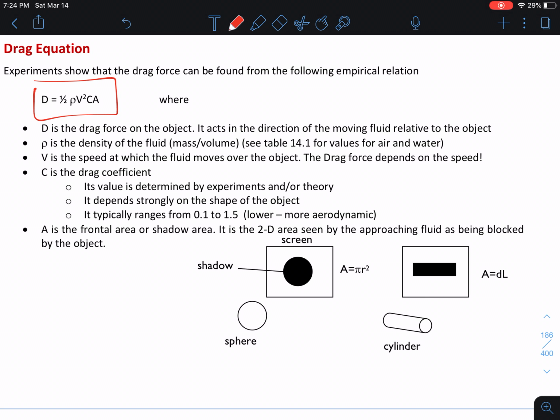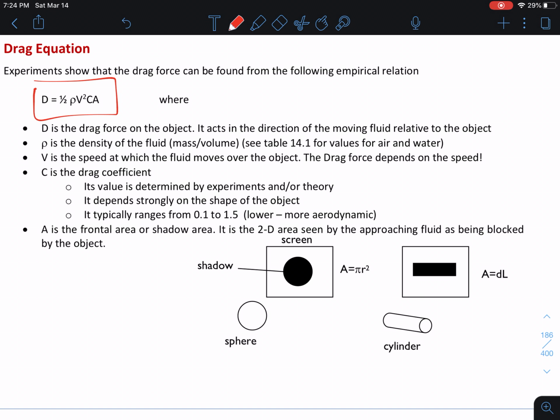In some of the problems, they're not going to give you what it is. They're going to tell you if it's air or water or whatever it is. So you may need to look at table 14.1 on Wiley and look for the density values, as we will do on the problem coming up. V is the speed, and that is really the relative speed between the fluid and the object. So it could be the object moving relative to fluid, or fluid moving relative to object, or they're both moving, but the relative speed, whatever it is, that's what we use in the equation.